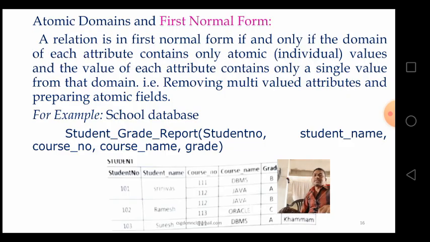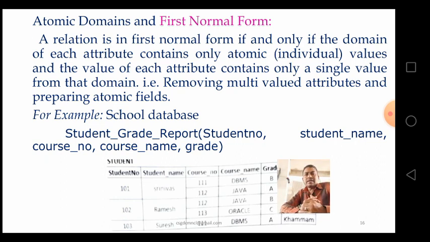Now we discuss first normal form, that is atomic domains and first normal form. A relation is in first normal form if and only if the domain of each attribute contains only atomic, that means individual values, and the value of each attribute contains only a single value from the domain, that is removing multi-valued attributes and preparing atomic fields.